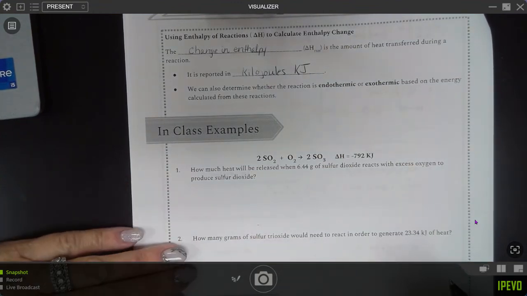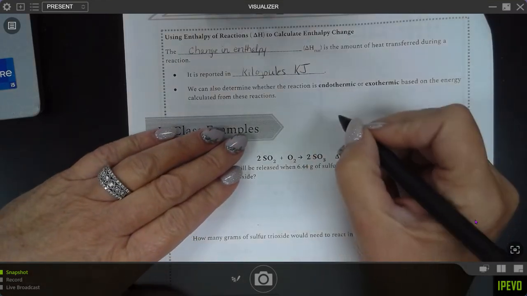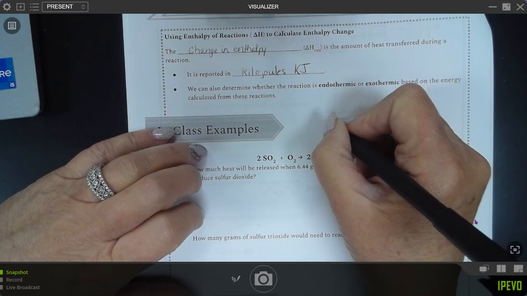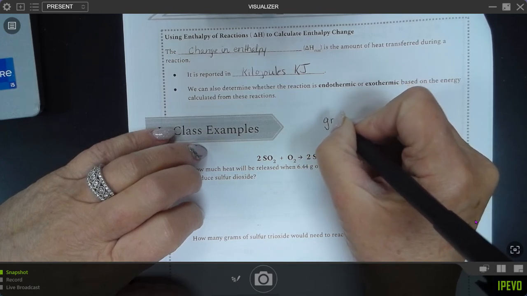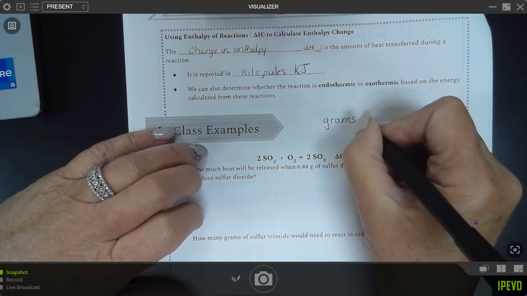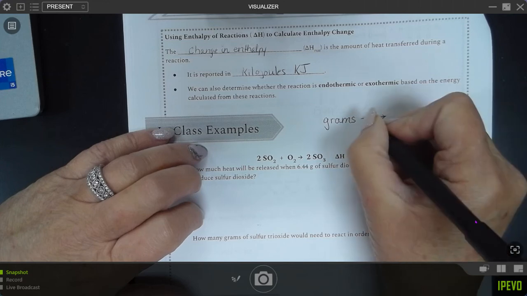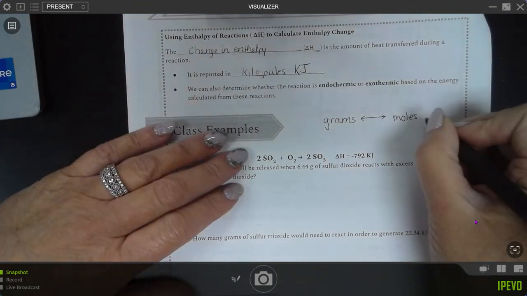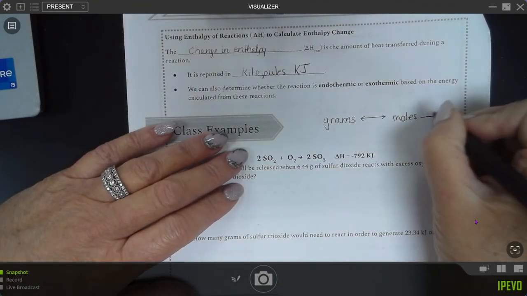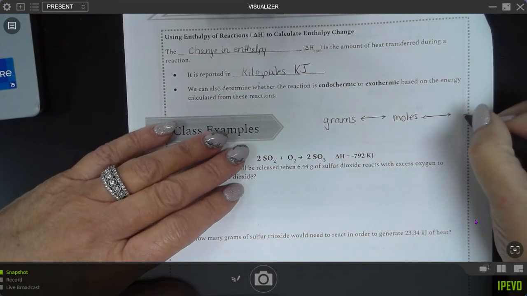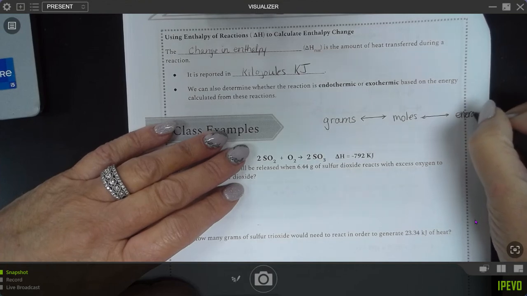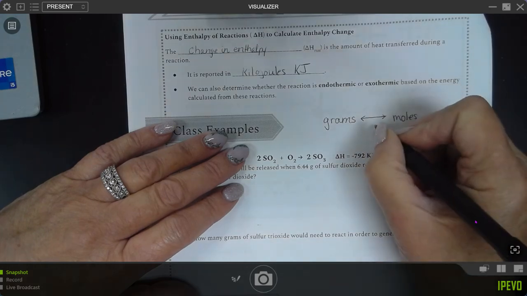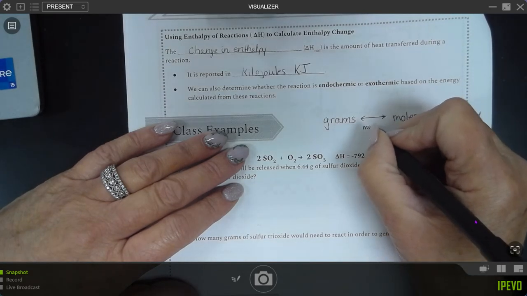the balanced chemical equation. Okay, so what we're going to do is we're going to kind of modify our mole map a little bit. So basically, with the calculations we do today, we're going to be able to convert between grams and moles. Okay, we've been able to do that for quite some time. And then we're going to be able to convert between moles and energy, or kilojoules. Okay, just like always, we're going to use the molar mass here.